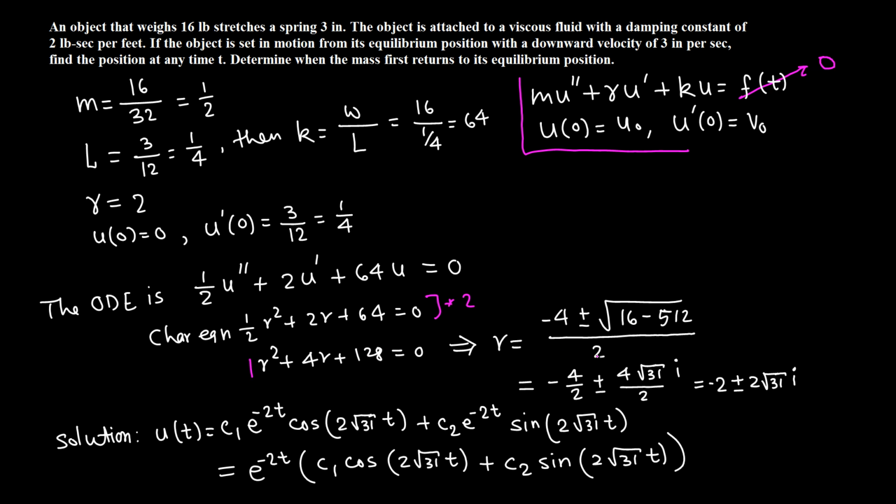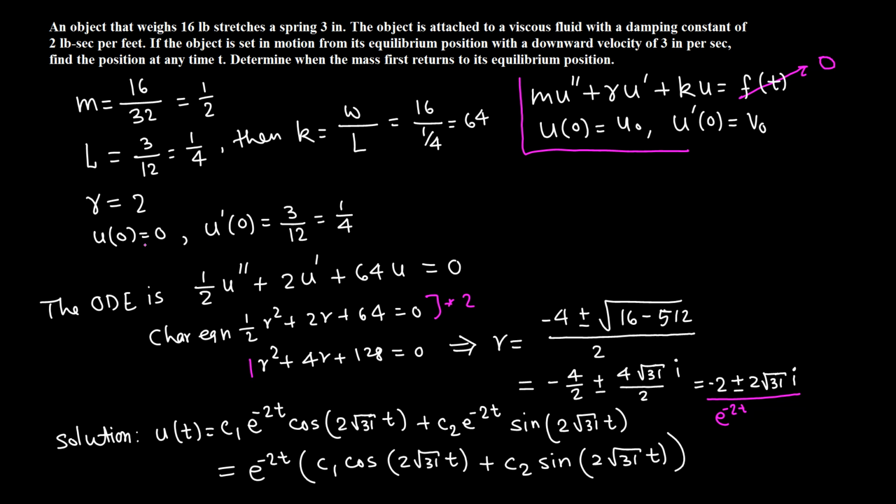And we can separate into two fractions, negative 4 over 2 plus or minus, and this comes out to be 4 square root of 31 i over 2. So negative 2 plus or minus 2 root 31 i are the roots. These are complex roots, complex conjugates. So based on this, we have the solution e raised to negative 2t, and from the i we get cosine and sine. So the solution is c1 e raised to negative 2t cosine of 2 root 31 t plus c2, same thing but sine. This is the solution.